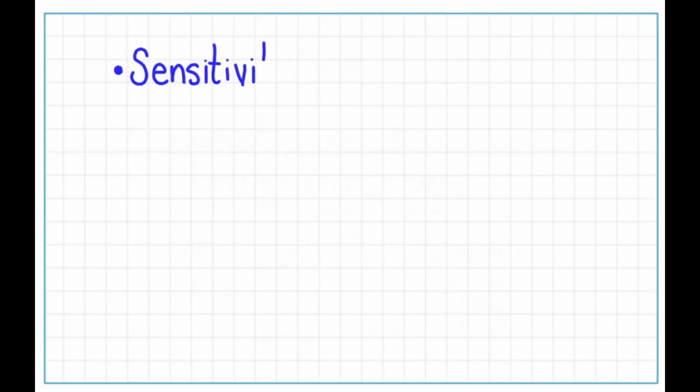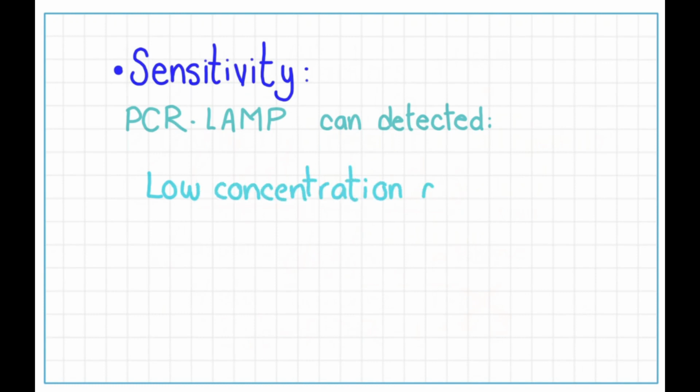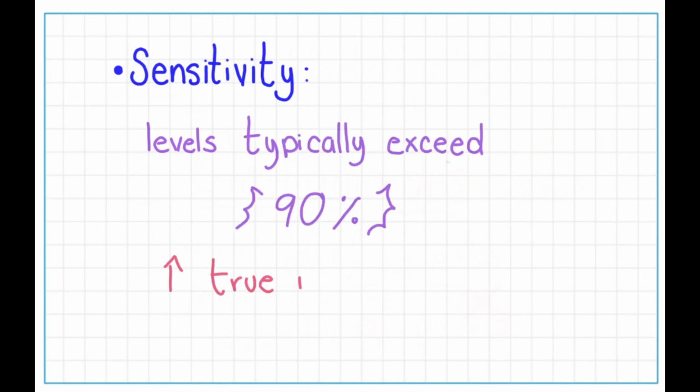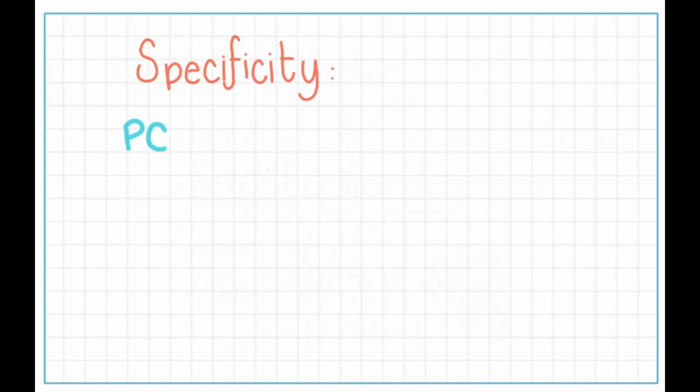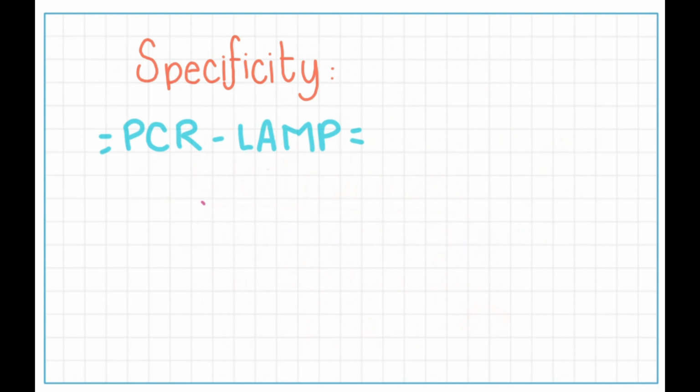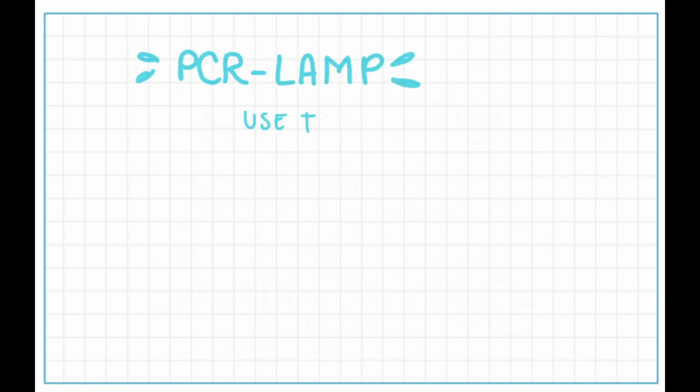PCR-LAMP assays for Clostridioides difficile detection are highly sensitive and can detect even low concentrations of this bacteria's DNA in clinical samples. Sensitivity levels typically exceed 90%, meaning that the test correctly identifies a high proportion of true positive cases of CDI. These tests also are highly specific, often exceeding 95%, meaning that the test has a low rate of false positives for both screening and confirmatory purposes.